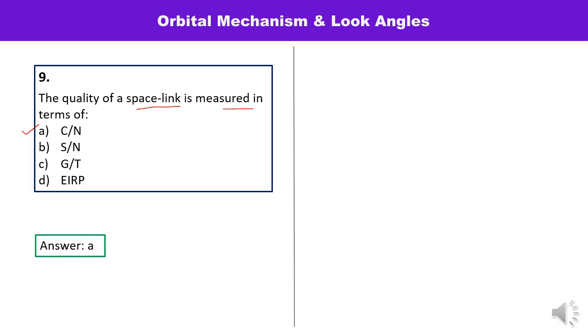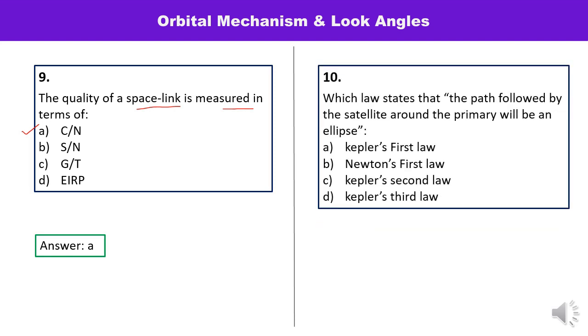Question number 10 is, which law states that the path followed by the satellite around the primary will be an ellipse? This law is given by Kepler, and this is Kepler's first law. You read this particular law in your school as well, so you must be remembering it very well. A is the correct answer.